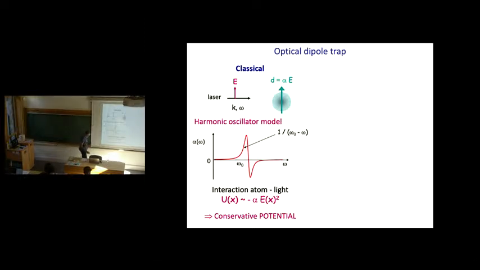Well, this is the first argument. So now what we need to do if we want to have a potential, we need to shape the light field so that the intensity varies in space. Okay, so that's what we need to do.